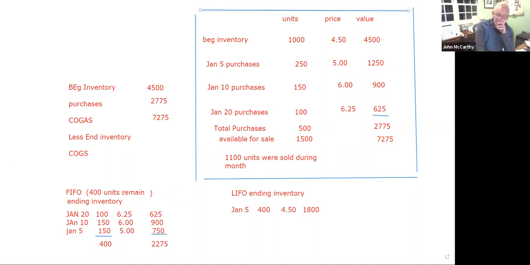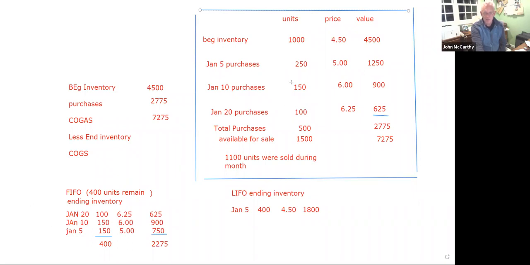Oh, and I gave you one more piece of information. I said 1,100 units were sold during the month. So if you had 1,500 available for sale, you sold 1,100, then you know 400 units remain in inventory, okay? And those 400 would be the most recent 400, okay? Which is this 100 purchase on January 20th at 6.25.